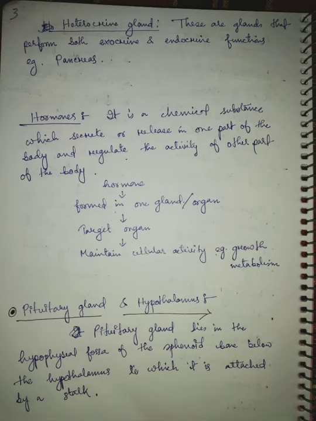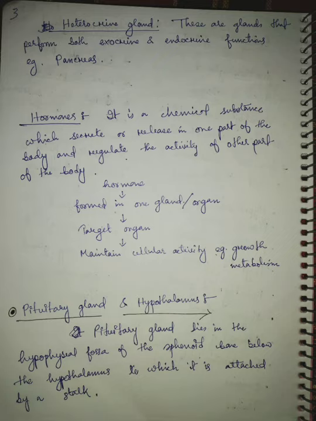Before coming to the pituitary and hypothalamus, we'll discuss the heterocrine gland. Heterocrine glands are those glands that perform both exocrine and endocrine functions. The example is the pancreas. So the pancreas acts as a heterocrine gland, that means it secretes hormone as well as enzyme.